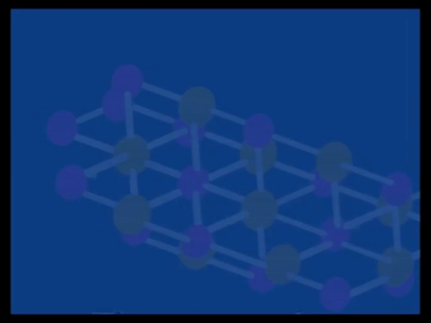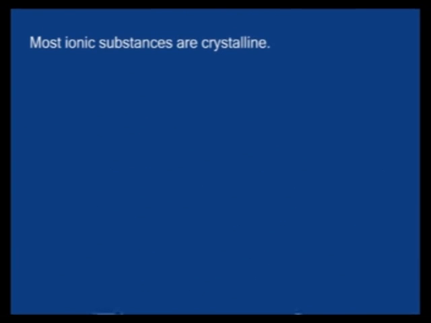And not just for sodium chloride, most ionic substances are crystalline in nature, and others would include potassium nitrate, sodium iodide, potassium bromide, and calcium nitrate.